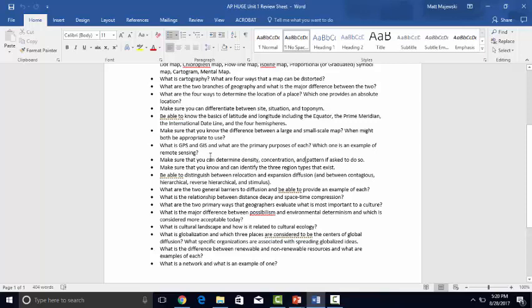Make sure that you can determine density, concentration, pattern. I covered this in class today. Density, remember, is the number. Whether something is more dense or less dense is really determined by counting the number of something. If there's two boxes, the same size box, they've got 5 dots in them and 4 dots in them, the one with 5 has a higher density. The one with 4 has a lower density because 5 is more than 4.